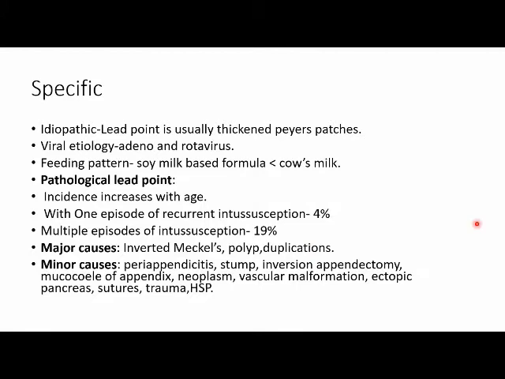the minor causes include factors like periappendicitis, a persistent appendicular stump, inversion appendectomy if it is done, that can also act as a minor pathological lead point, mucocele of the appendix, then various neoplasms involving the bowel, vascular malformations, ectopic pancreas, even sutures, trauma, and Henoch-Schönlein purpura.